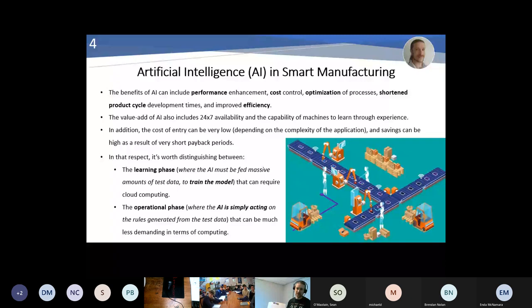So there is, as I said, a difference between your learning phase and your operational phase. Your learning phase generally requires a lot of computing power, and your operational phase is generally something that can work on something a lot smaller. You can get little $2-3 microcontrollers that you could in fact run your operational phase on if you so desired.